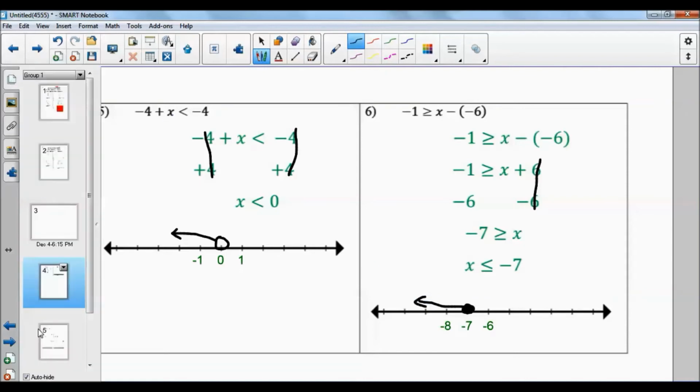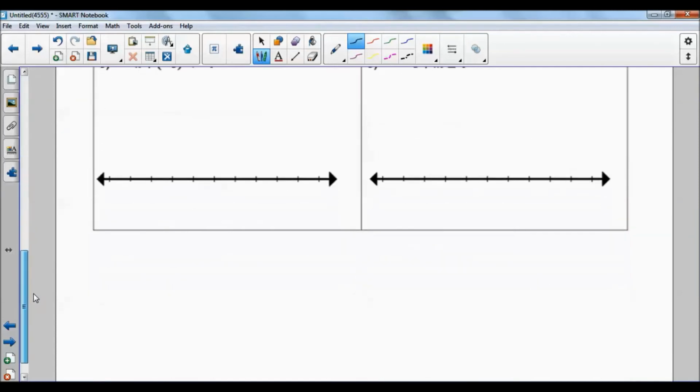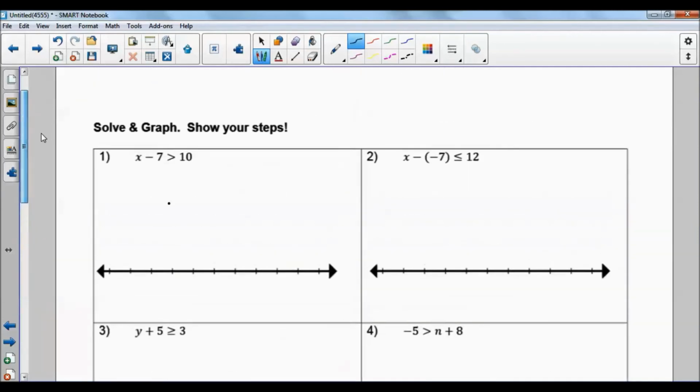Okay, on the back, there are plenty for you to try on your own. You're solving and then graphing. Remember, you want to dump your doubles if you need to. Also use opposite operations, just like when you were solving equations. Okay, it's exactly like that. Then you're just going to graph them. Okay, when you're done, get them checked and then you can move on.